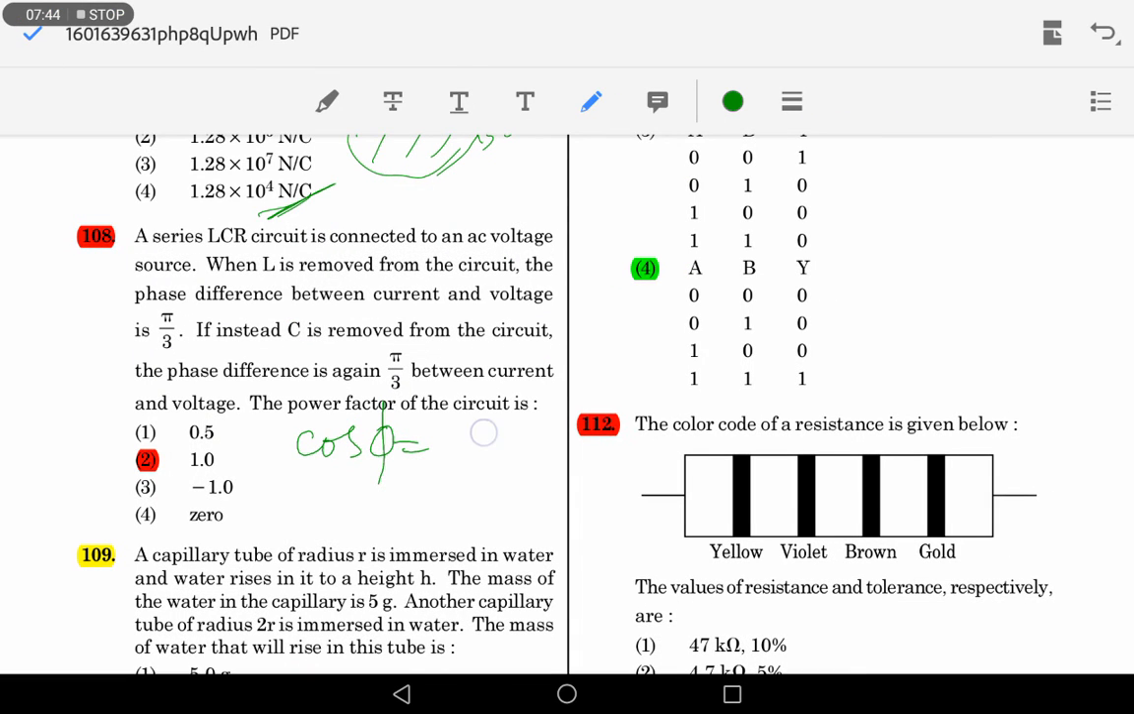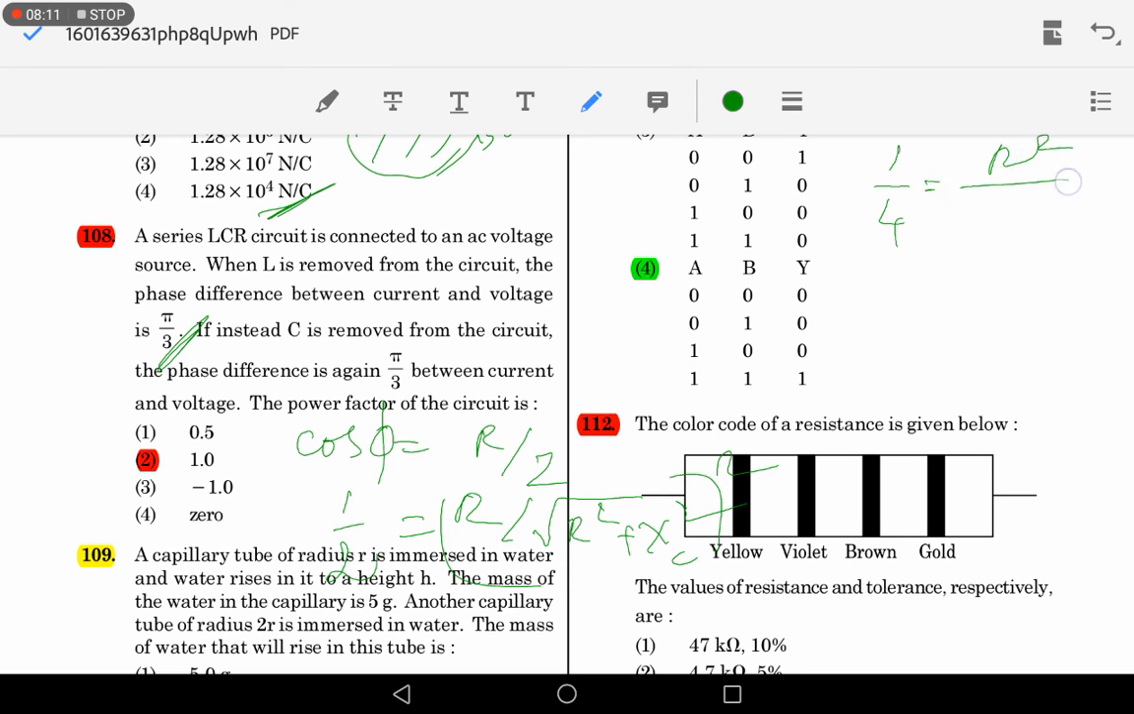Cos phi equal to R by Z, so R by Z is going to be R over root of R square plus XC square, and phi value is given to be pi by 3. Hence the power factor is going to be cos pi by 3. Pi by 3 is 60, cos 60 is 1 by 2. So squaring on both sides, it's going to be 1 by 4 equal to R square by R square plus XC square. Solving this, you will get Xc square equal to 3R square.